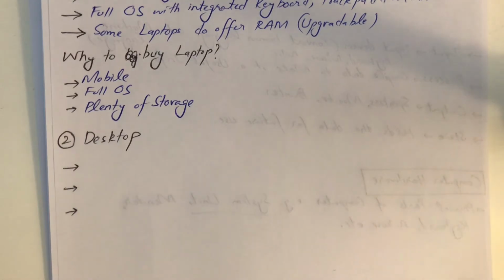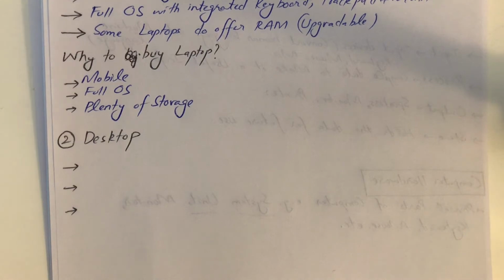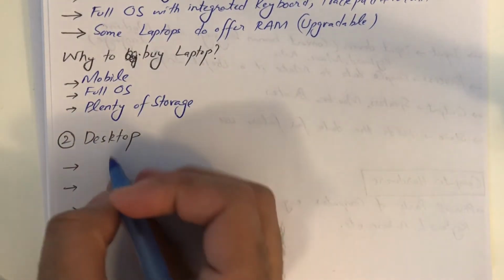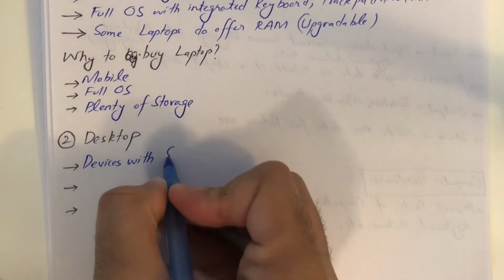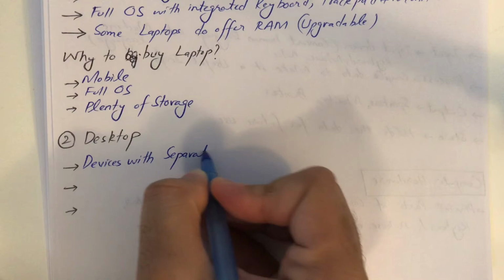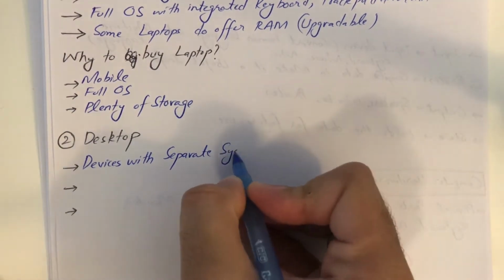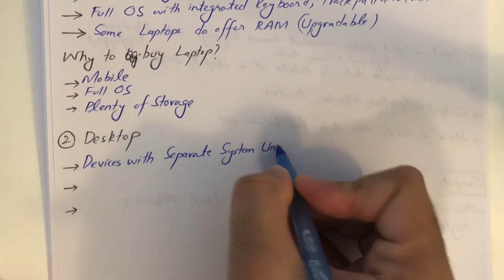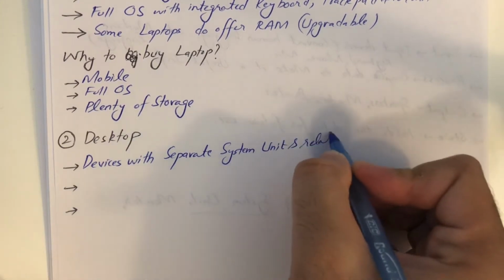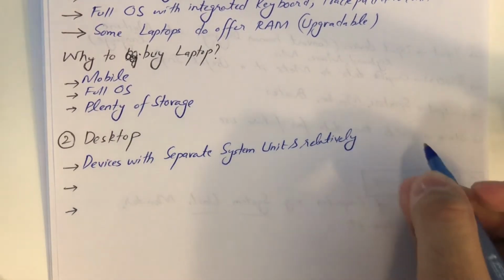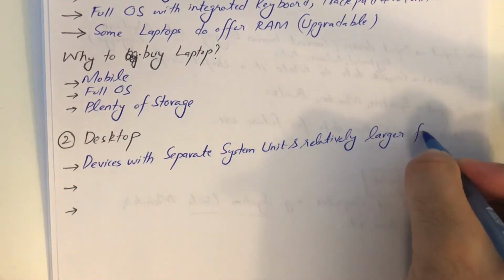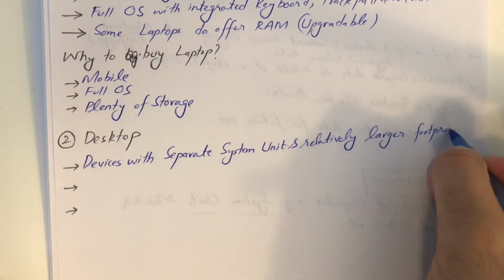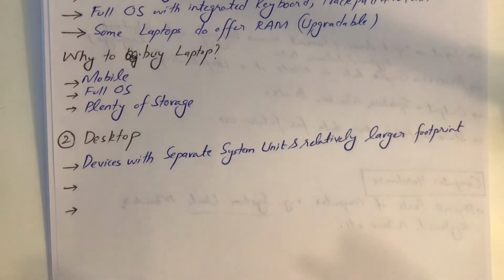While second type of computer is desktop, again very common type of computer, in fact very cheap as well. And desktop is basically the device with separate system unit and relatively larger footprint, like they need more space on your desktop, on your desk.